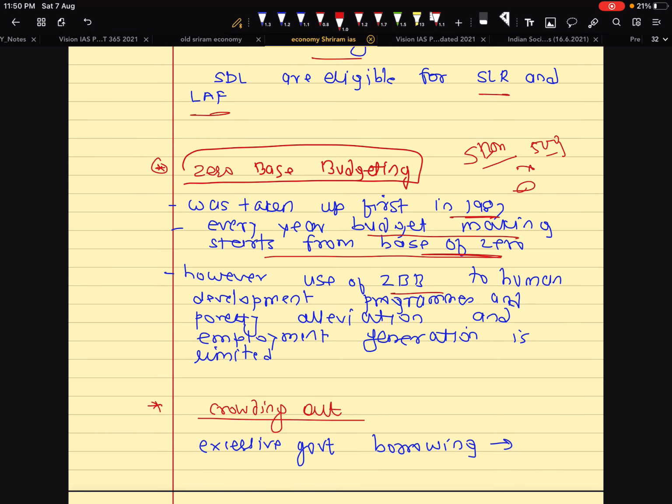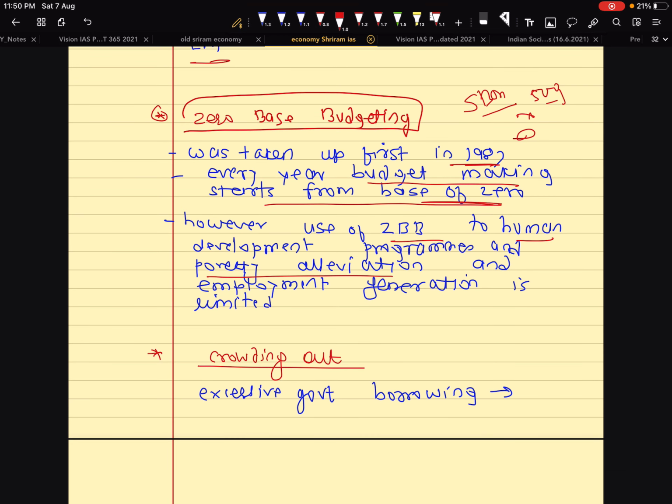However, the use of zero based budgeting has some drawbacks, like human development programs or poverty alleviation programs or employment generation, they have a limited role or are not considered.